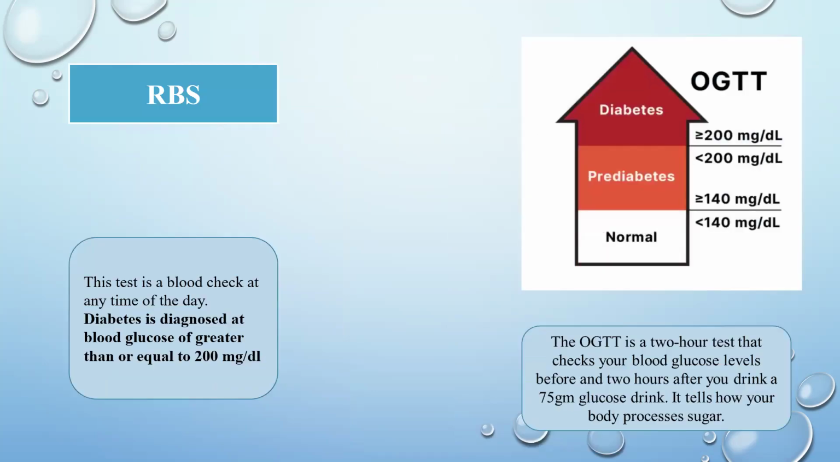The random blood sugar test. This test is a blood check at any time of the day. Diabetes is diagnosed at a blood glucose of greater than or equal to 200 milligrams per dl.